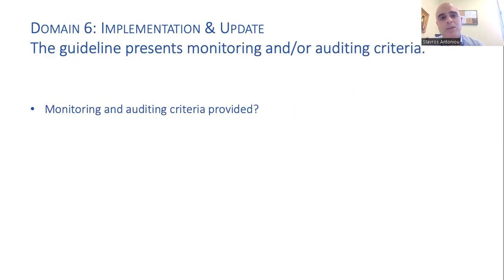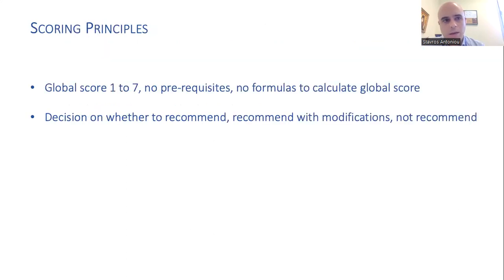The guideline presents monitoring and/or auditing criteria. This is quite straightforward, whether monitoring criteria and auditing criteria are provided, for example, reaching a specific threshold of beneficial effects or maximum thresholds of harmful effects. And this can be summarized, for example, by providing summary outcomes from published studies. And yeah, I think that was the last item.